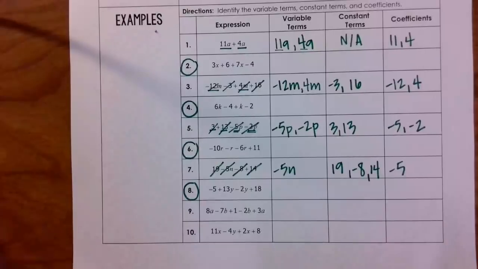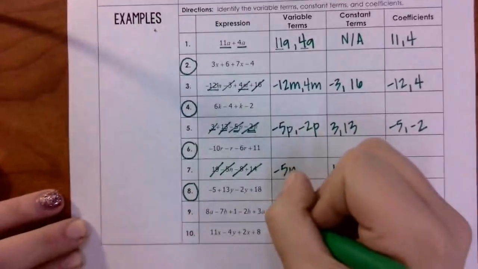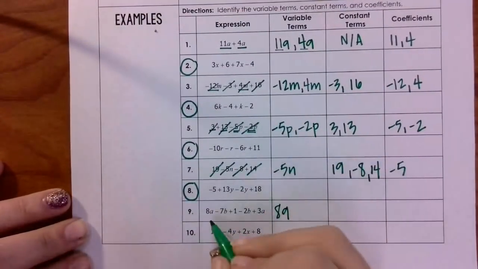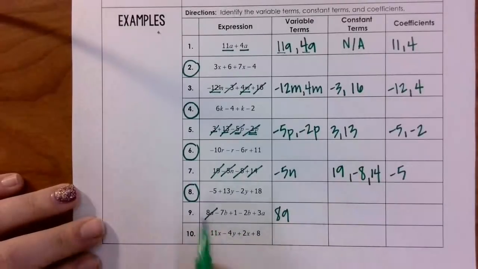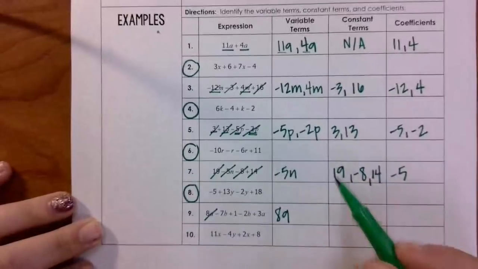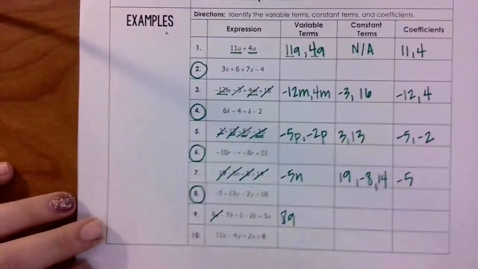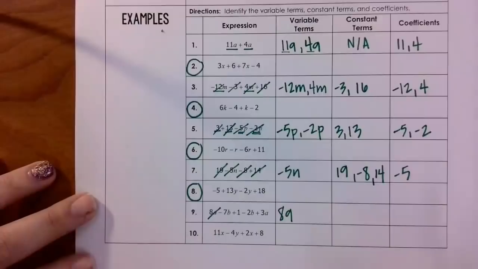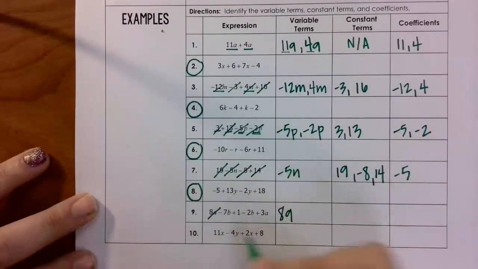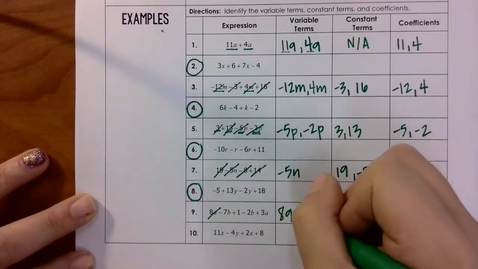So number 9, 8a, that's a variable term, so I'm going to put it in the variable terms box. What I'm doing is I'm marking them off as I go, and I'm just going left to right, one at a time. I expect you to do the same thing. Like I said, when you do your practice problems, your work should look just like mine. There's a reason that I'm showing you this way. So, now, minus 7b, that's got a variable in it, so it's a variable term. Remember what's in front of it goes with it.